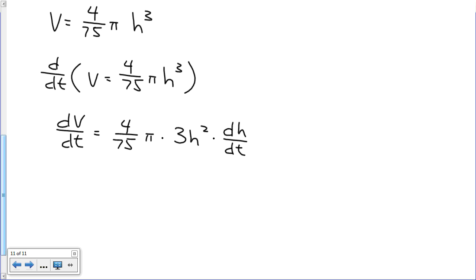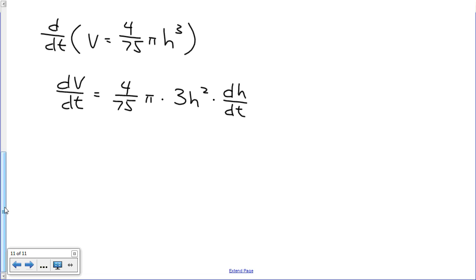And we are looking for this value of dh dt, so I guess we can solve for that. Actually, one thing we should do here: the 3 over 75 here would end up being 1 over 25, so we can simplify that a little bit. But if we solve this for dh dt, I'll put it over on the left side here. dh dt, I'll divide by this whole thing here, really, to move it to the other side.